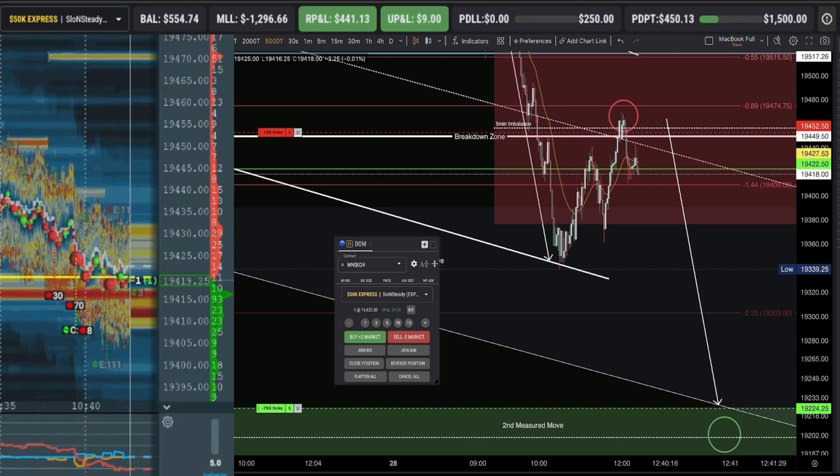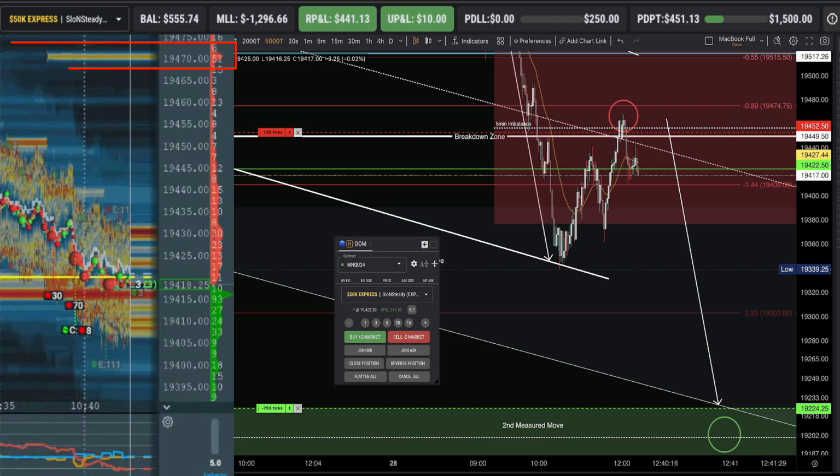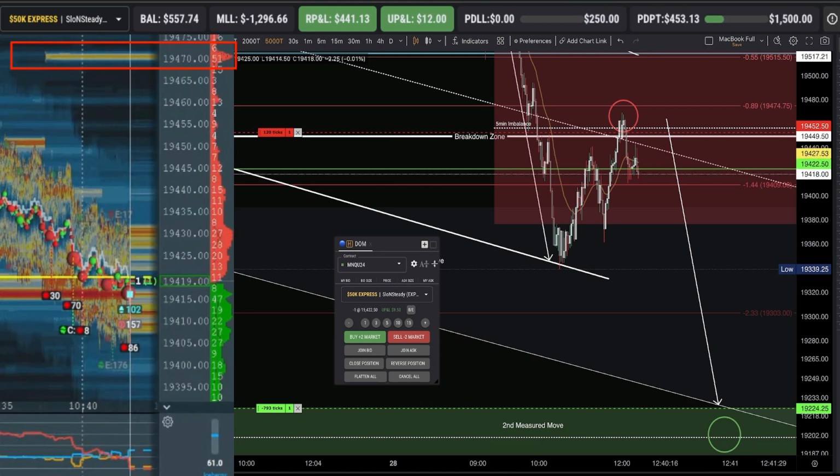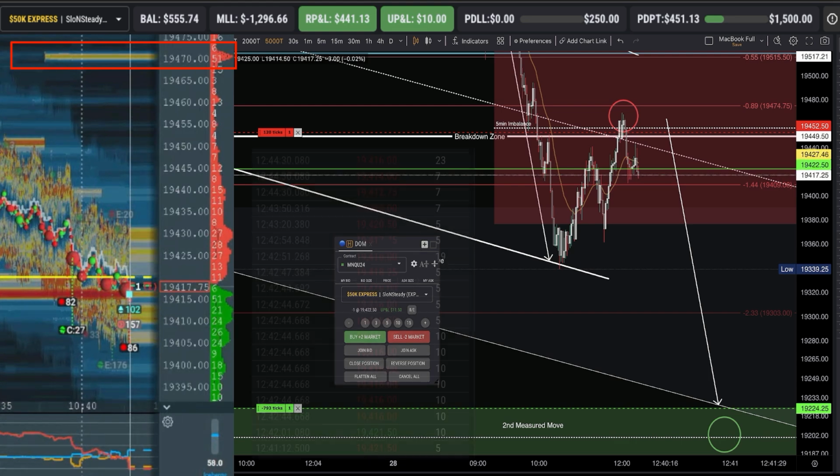Starting to see a couple liquidity blocks above. We've got one at 470, 51 block. So we'll see what happens there. Looking to see if we completely negate that.